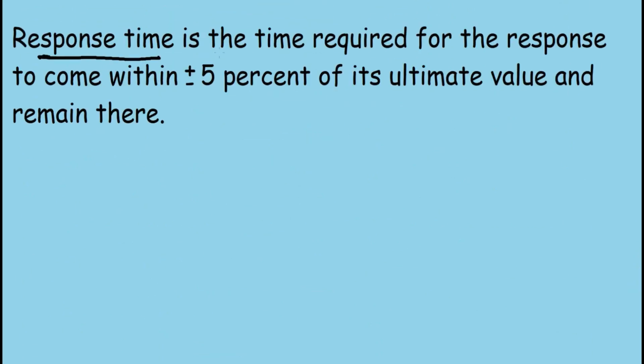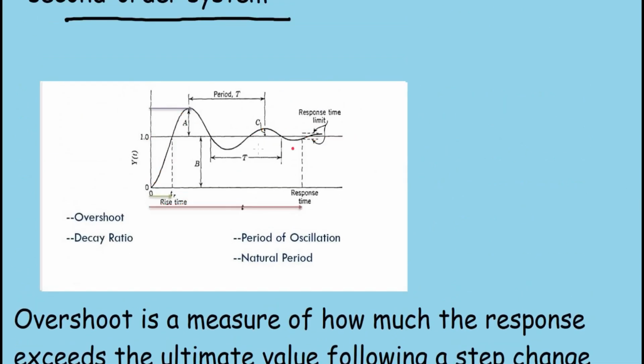Next we will study response time. Response time is the time required for the response to come within plus minus 5% of its ultimate value and remain there. If you see the curve, I have cleaned the diagram so you can understand better. You can see that response time is the time when the response reaches plus minus 5% of the ultimate value. This is the ultimate value. Plus minus 5% would be somewhat like this. This is plus 5% or minus 5%. So the time required to reach within plus minus 5% of the ultimate value is known as the response time. You can see it from the diagram again.